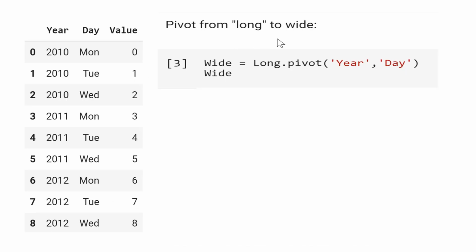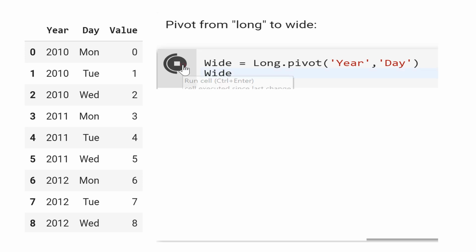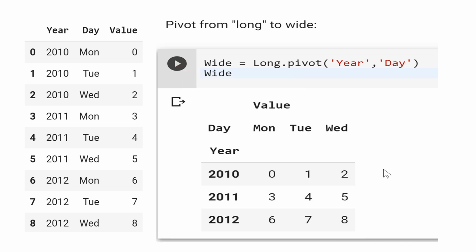Let's pivot the data from long to wide. We call the new table wide, equal to long. Long is the name of the previous table. The command pivot will pivot, or rotate, the table. Choose the two variables, year and day. Now let's see the results. See now that the table is compact. We don't lose any information. We just show it in a more compact way.